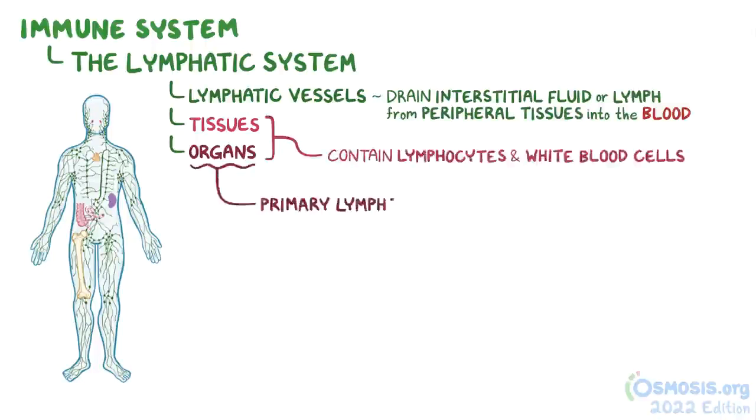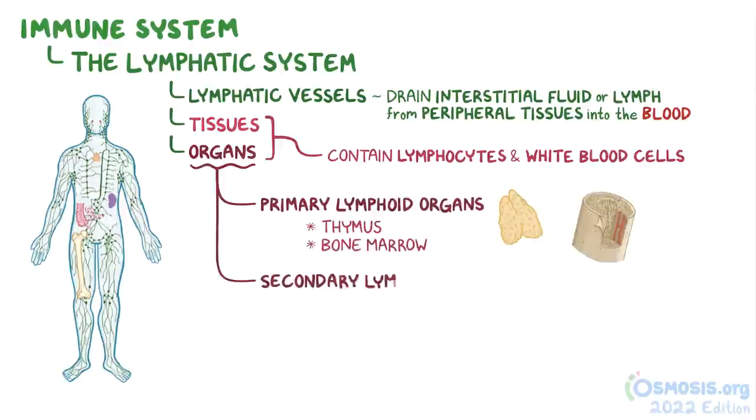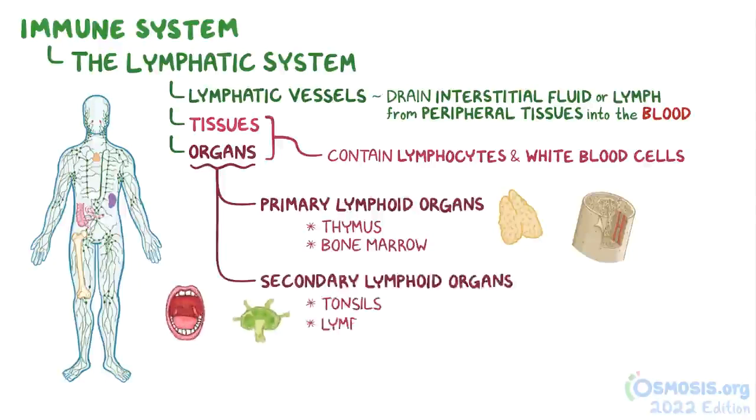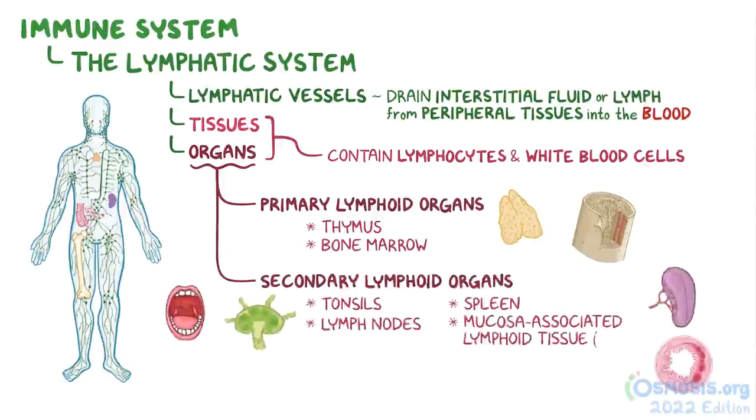The primary lymphoid organs include the thymus and bone marrow, and the secondary lymphoid organs include the tonsils, lymph nodes, spleen, and mucosa-associated lymphoid tissue, or MALT for short.